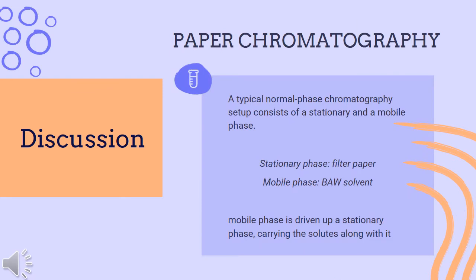Next, a typical normal phase chromatography setup consists of a stationary and a mobile phase. The stationary phase for this experiment was a filter paper, while the mobile phase was the mixture of butanol, acetic acid, and water, also known as the BAW solvent. In paper chromatography, the mobile phase is driven up a stationary phase, carrying the solutes along with it.